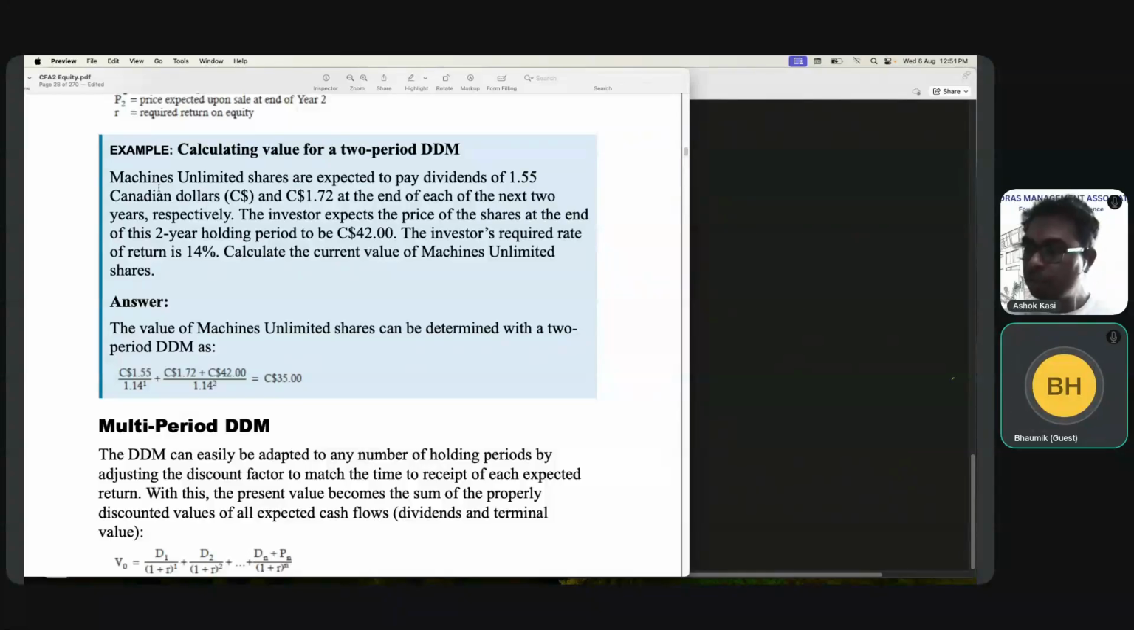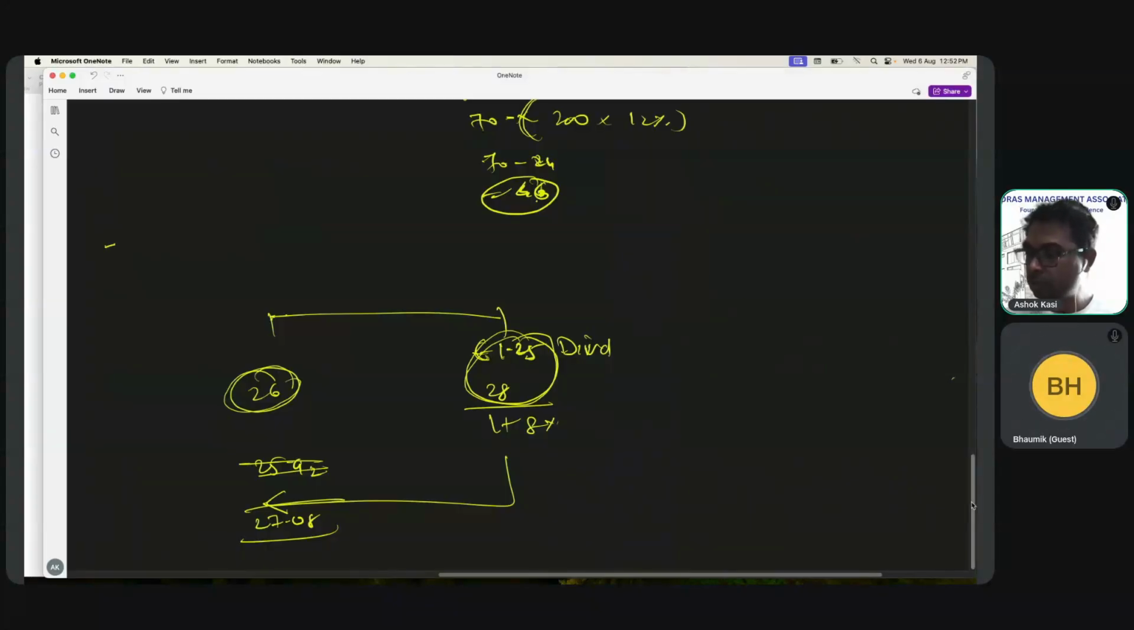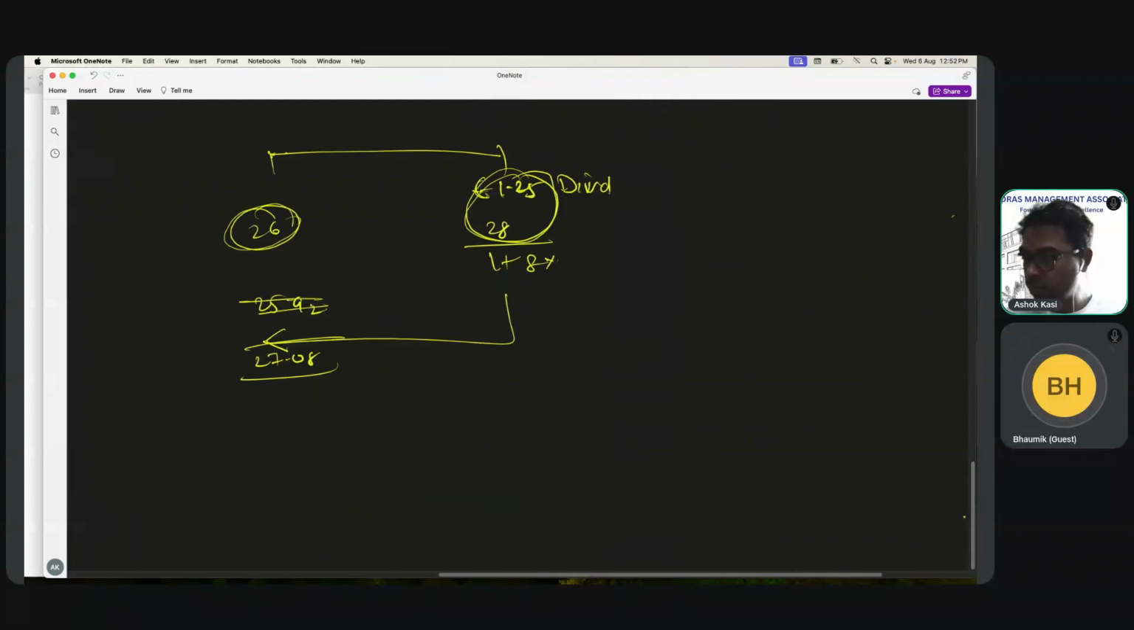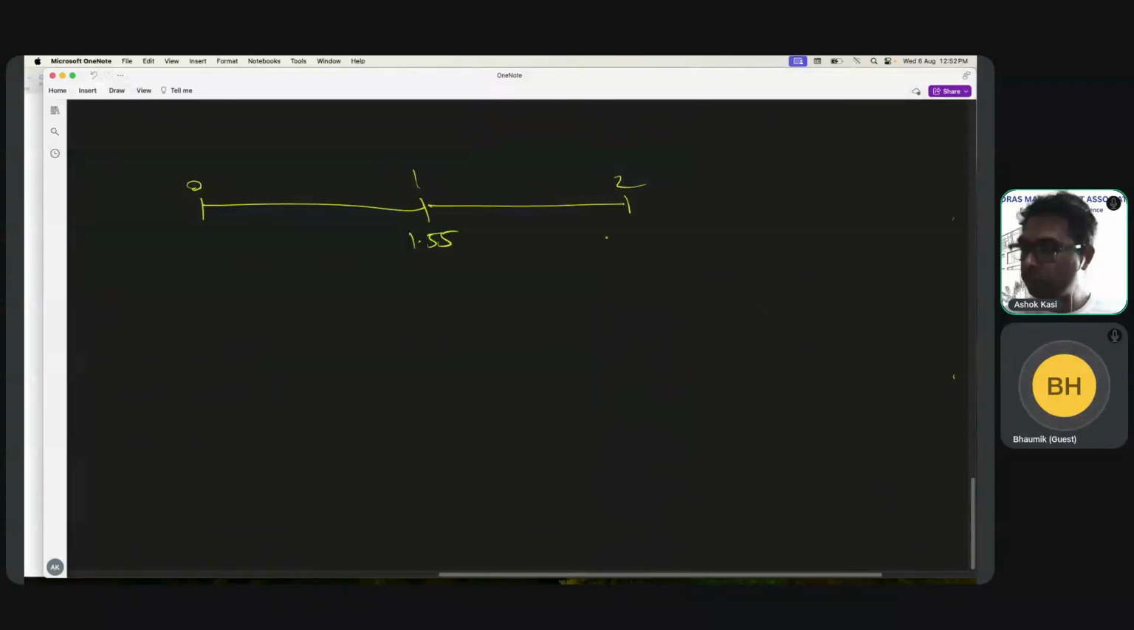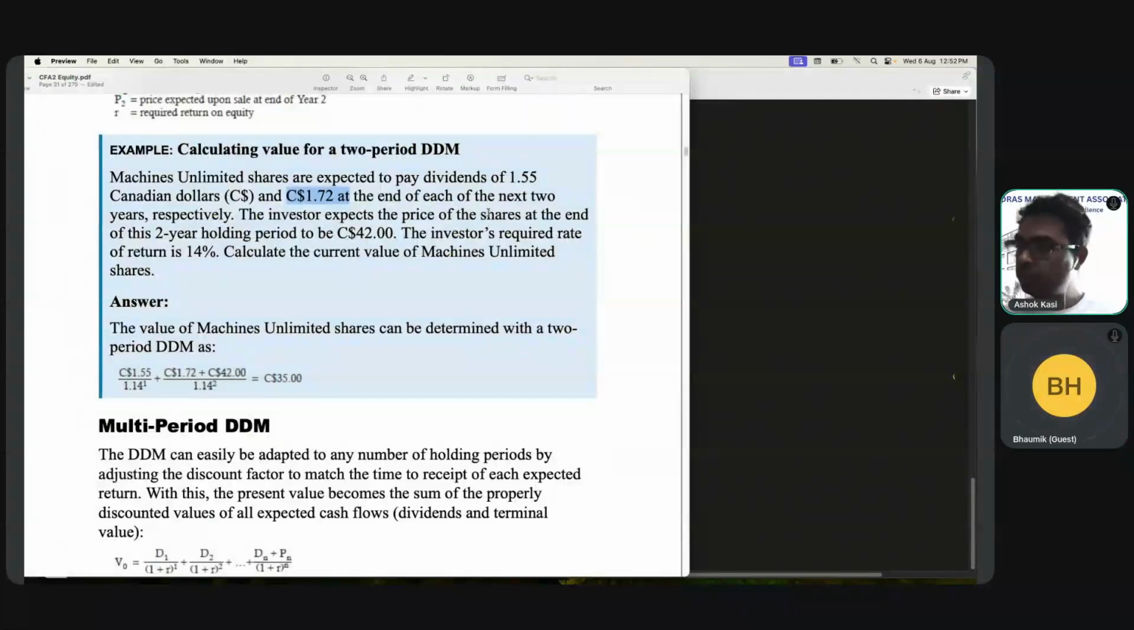Now, Machines Unlimited shares are expected to pay a dividend of 1.55 Canadian dollars and 1.72 Canadian dollars at the end of each of the next 2 years, respectively. So this is year 1 and this is year 2.